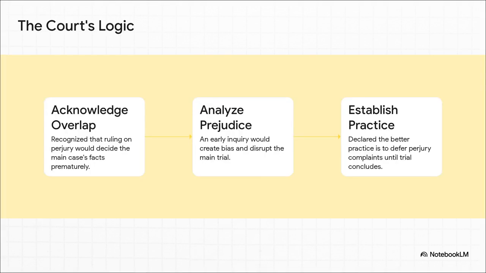The two proceedings were, as the court put it, integrally connected. The court's logic here is just so clean and methodical. Let's walk through it. Step 1. It saw the total overlap of facts. Step 2. It recognized the huge risk of prejudice. I mean, no judge could hold a mini-trial on the perjury claim without already forming an opinion on the main case. And so that led to Step 3. It established what it called the better practice. Just wait until the trial is finished.